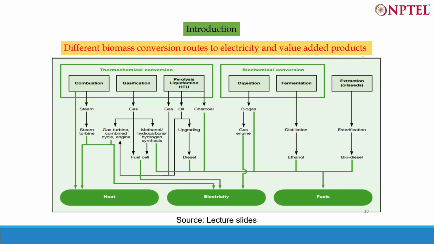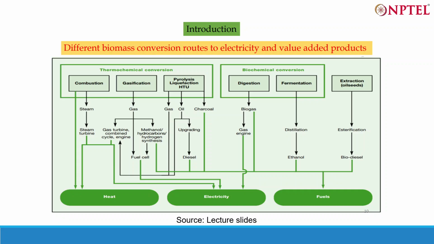Now, if you introduce the biomass, different biomass conversion routes to electricity are there. These routes can be classified as thermochemical conversion and biochemical conversion. Thermochemical conversion looks into converting biomass to various products like steam, gases, heat, oil, using thermal methods. That is a combination of thermal and chemical methods.